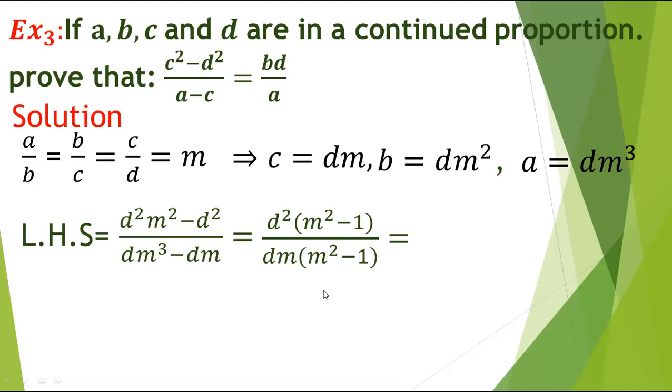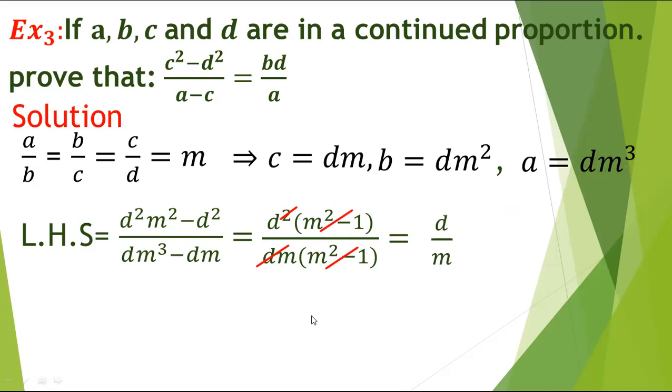Cancel the bracket up and the bracket down. Cancel D from down with power 2. Then the remainder will be D over M. Then left hand side equals D over M. This is the first step.